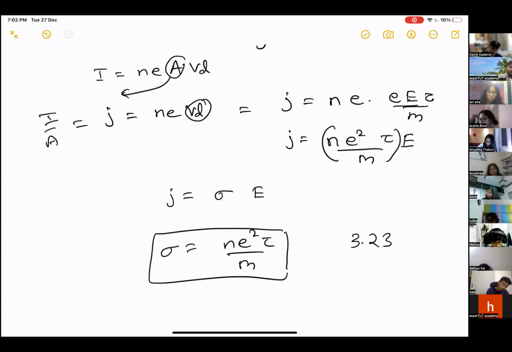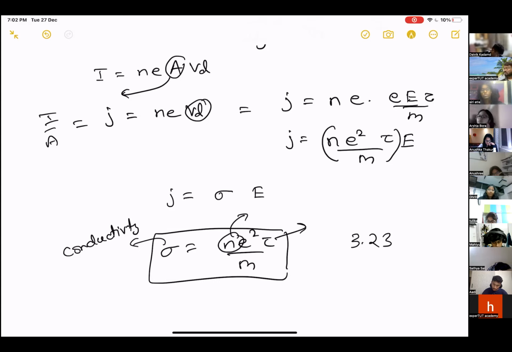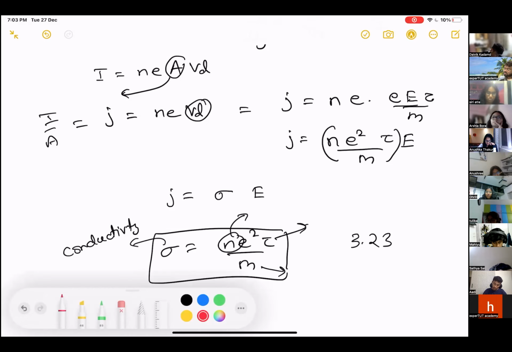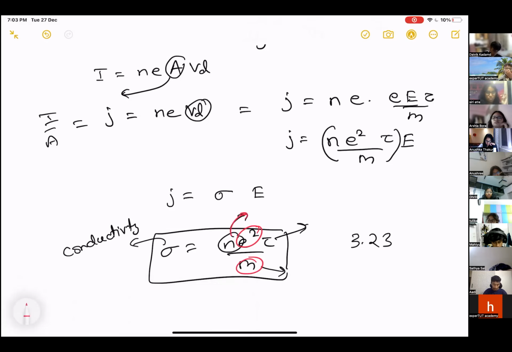This is a very simple picture of conductivity at the electronic level. Conductivity depends on the number of electrons per unit volume, charge of the electron, relaxation time and mass of the electron. E is the charge and M is the mass of the electron. N is the number of electrons per unit volume in the material, so it is a property of the material. Tau is relaxation time, also a property of the material.